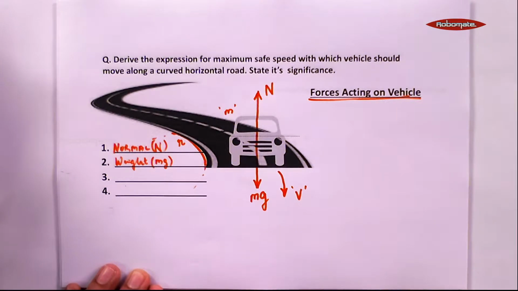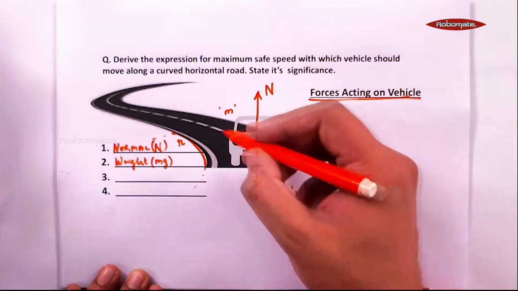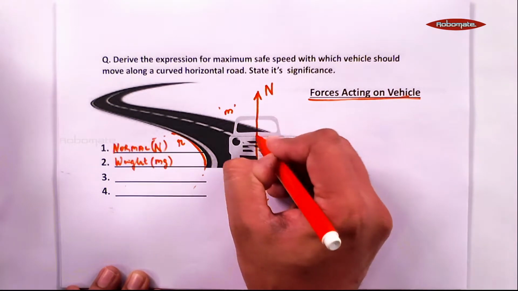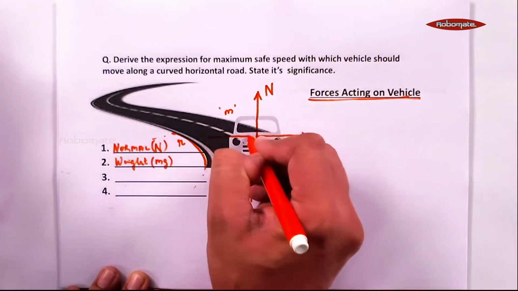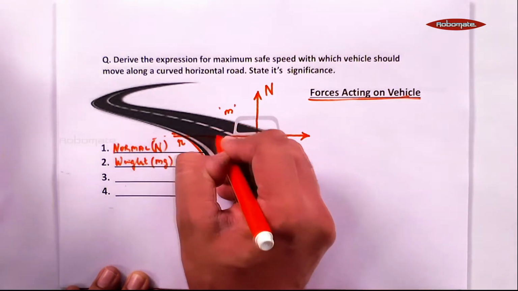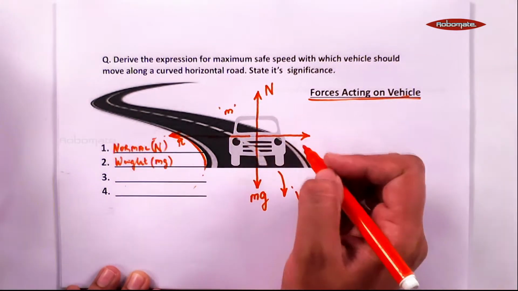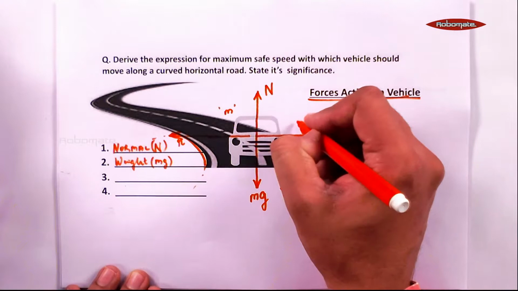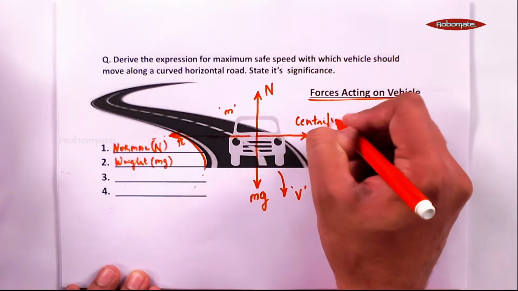Now other than this, as it is moving along a curved road, or you can say a part of a circular path, there would be an outward force and an inward force. How do you represent the outward force? This is the direction of the outward force. And how do you represent the inward force? Yes, this is the direction of the inward force, right? Now, in this case, if we see the inward force and the outward force, they might be also balanced. And in this case, what are the inward and the outward force? Ideally, we call the outward force as centrifugal force.